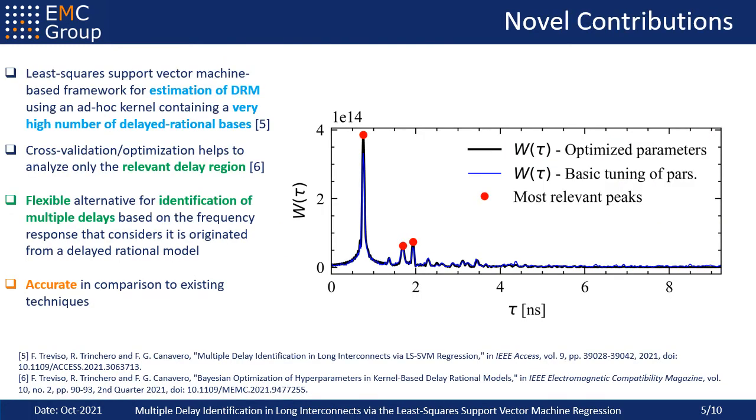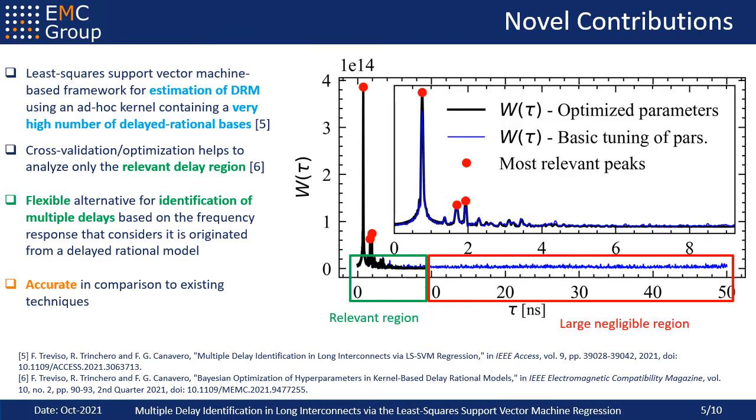So in this work, I developed a framework based on the least square support vector machine that considers a delayed rational model with an infinite number of bases. The cross-validation and optimization of this least square SVM model identifies the region where the dominant propagation delays are located, and the analysis of the resulting model provides the delays, which are accurate in comparison to existing techniques.